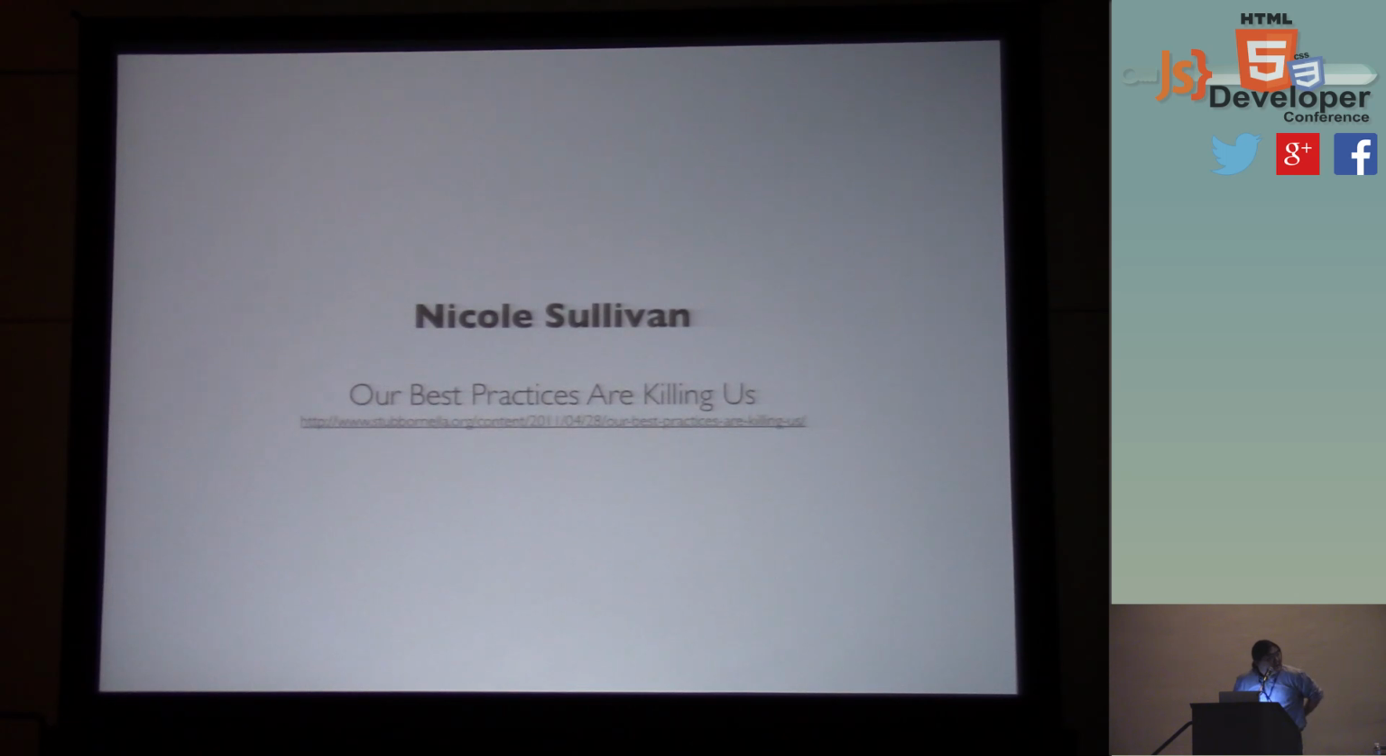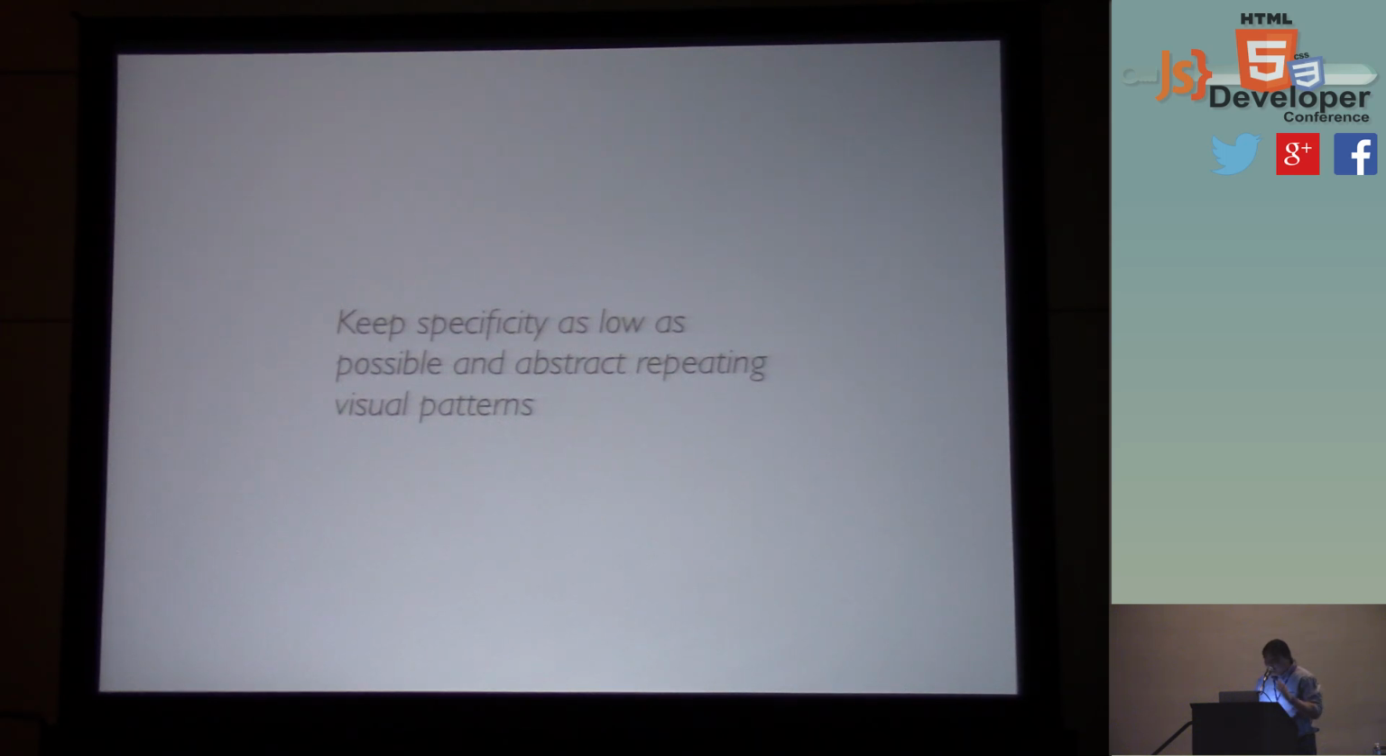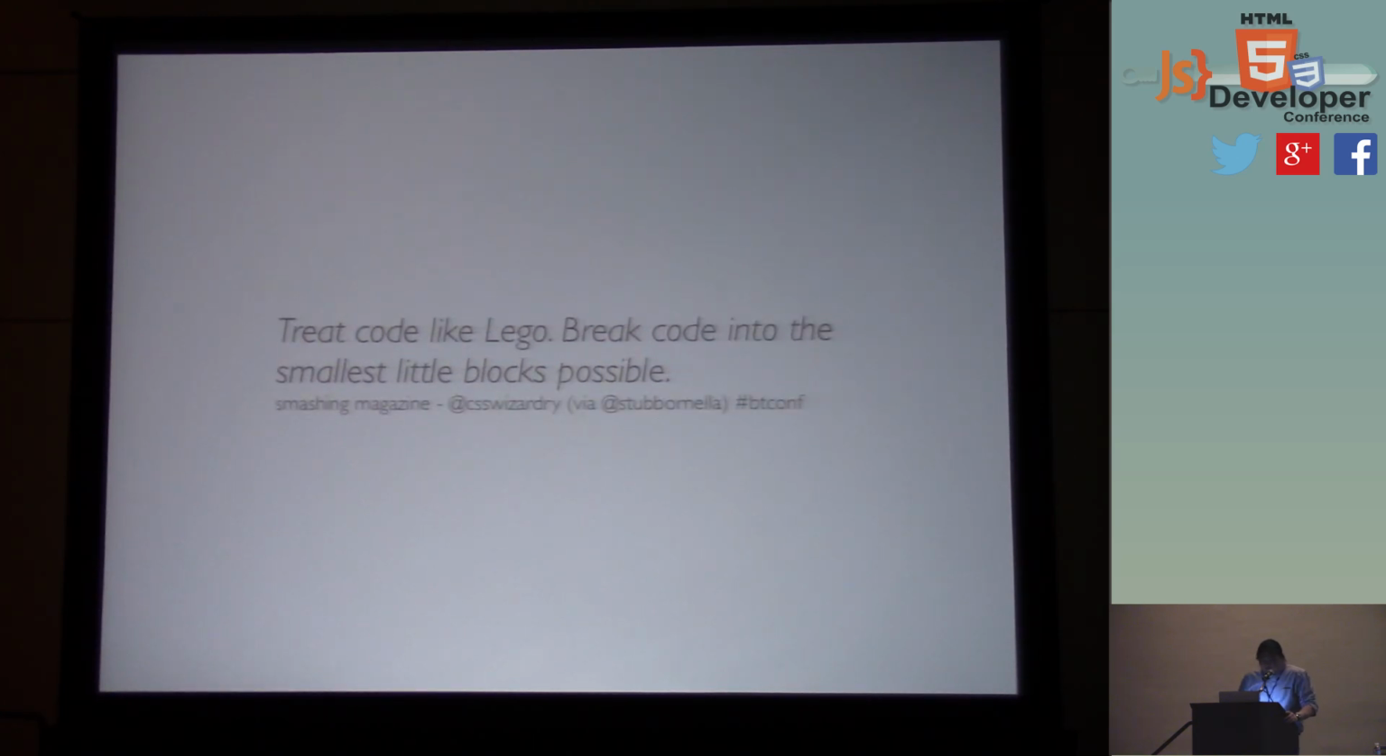So Nicole Sullivan also did this great presentation about how our best practices are killing us. Basically, she mentions the same thing that I mentioned in the beginning of this presentation about redundancy problems, bloat, and specificity wars. But the one thing that I liked a lot about her article was that she said, keep specificity as low as possible and abstract repeating visual patterns, right? She also said that we should treat code like Lego, so break code into the smallest little blocks possible. The reason for that, again, is to get the reusability of your classes everywhere.